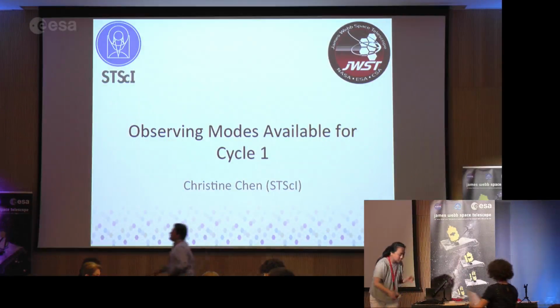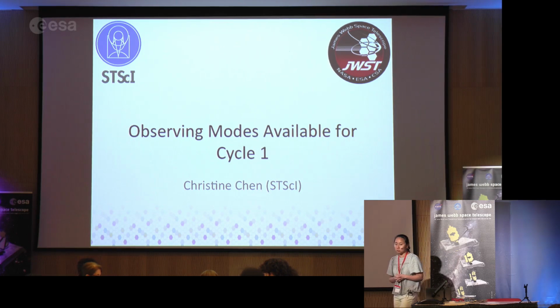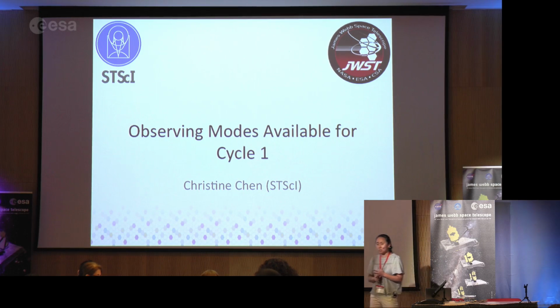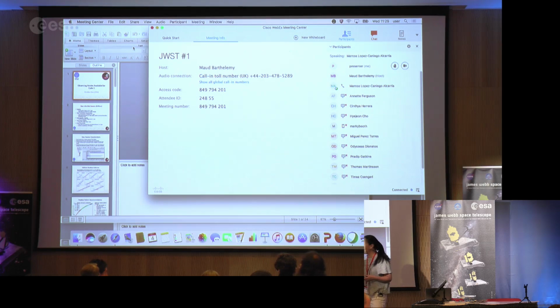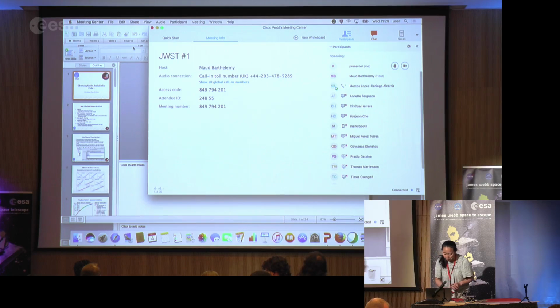Okay, so the organizers asked me to talk to you today about observing modes available for cycle 1. I'm actually going to try and do 3 things for you. One is I'm going to try to give you some insight into the different modes available for JWST on the different instruments, and to try to compare and contrast them, and to point out certain things about some of the modes that you might not appreciate, but could be important for planning.